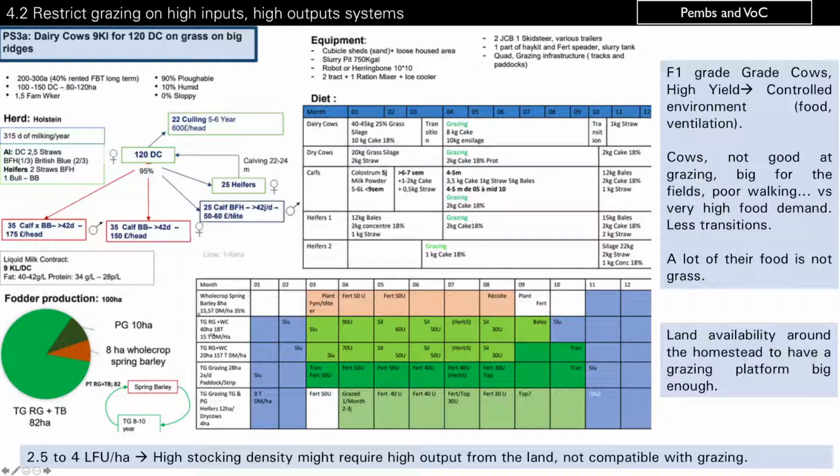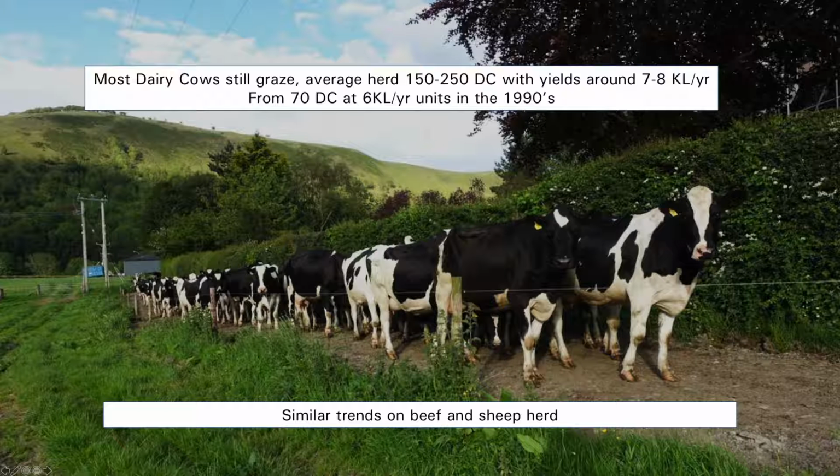Again, land availability can be a big problem and constrain this system, because you have to have a big enough grazing platform to be able to use a lot more grazing. You have to have neighbors that give up their land, or big enough room for all your cows, which is not necessarily compatible with what you're doing. So not everything is going this way. Some people manage to increase how much they depend on grazing.